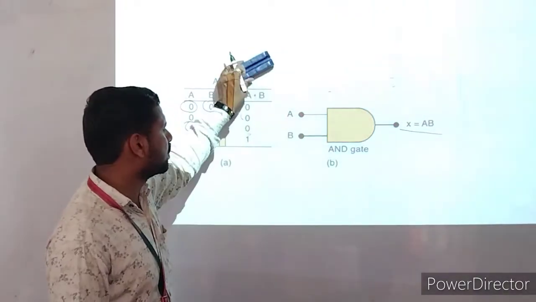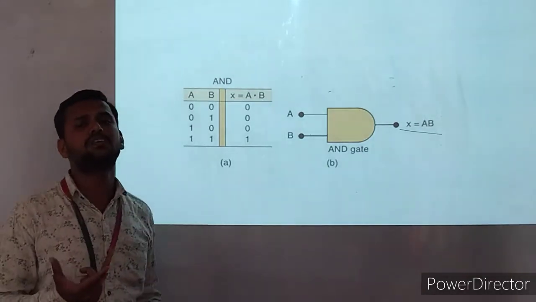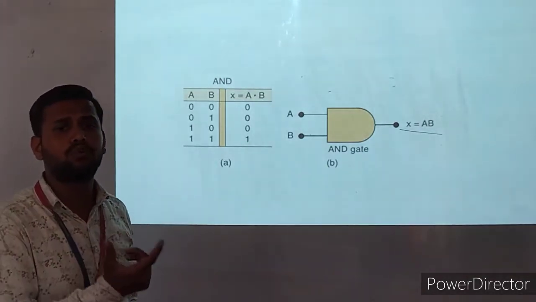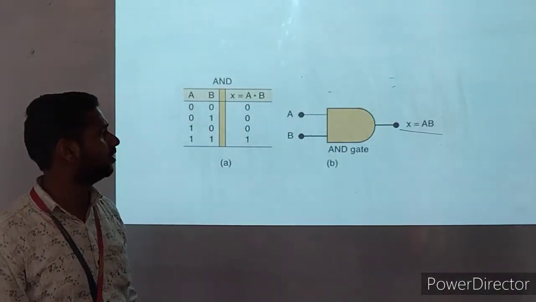The AND gate logic can be said as: only when all inputs are equal to 1, at that time the output will be 1. That is the logic of the AND gate.